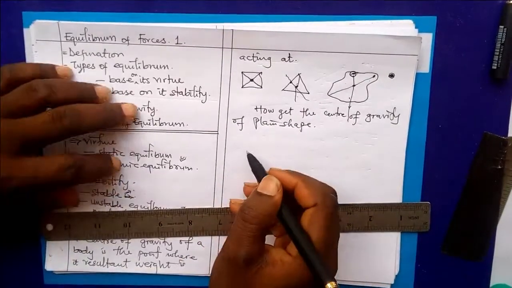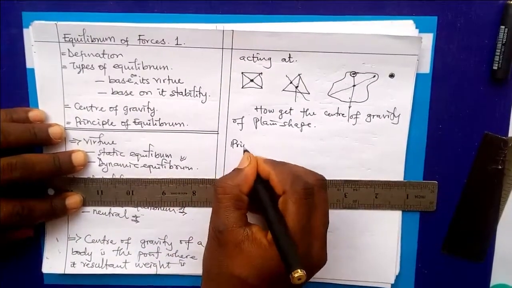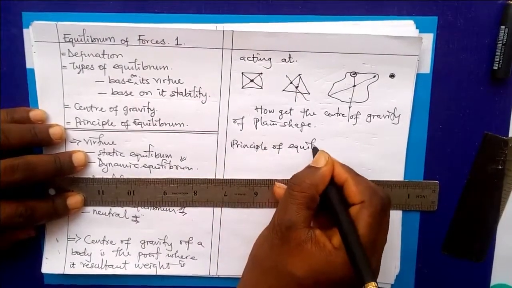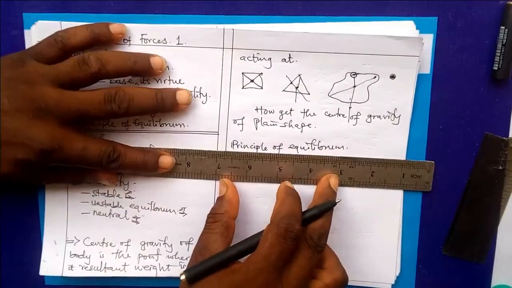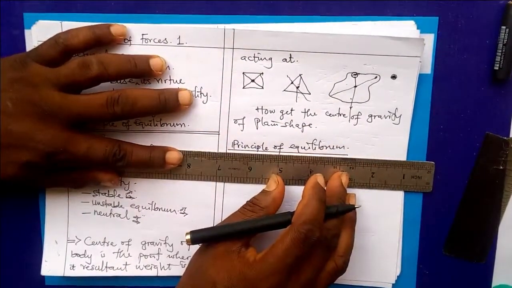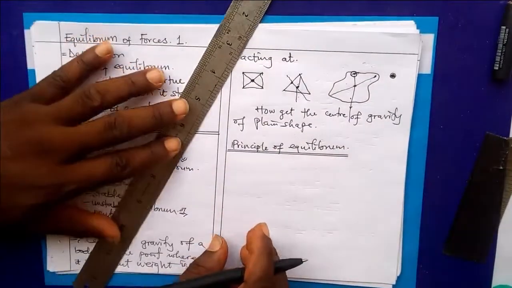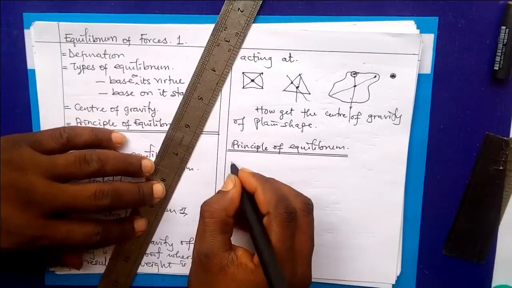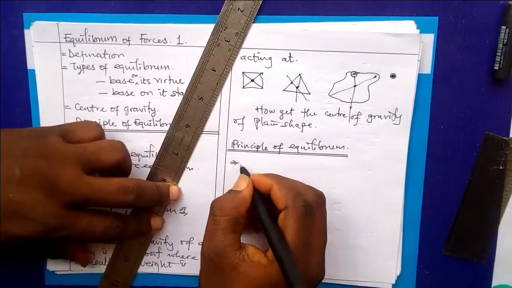So then next is the principle of equilibrium. What are the principles of equilibrium? For a body to be in equilibrium, we say that it must not rotate, and it must not accelerate. So if a body does not accelerate and does not rotate, we say that body is in equilibrium. That gives room for the following principles of equilibrium.